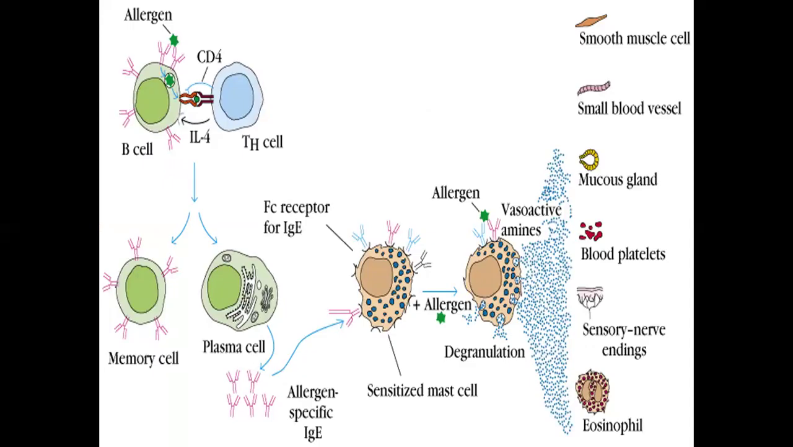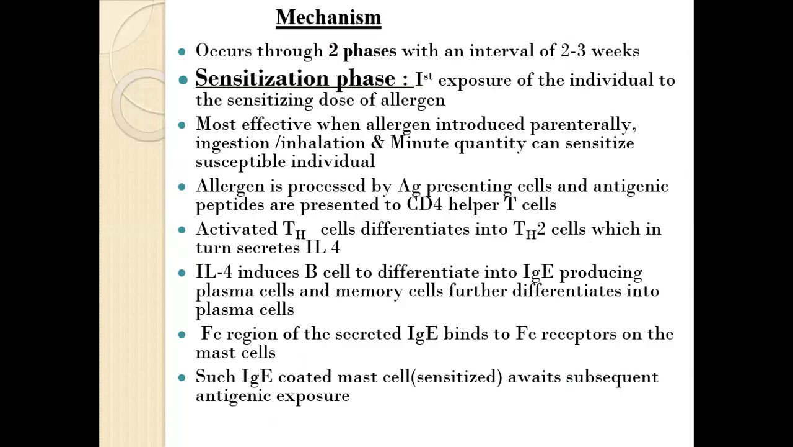The mechanism of type 1 hypersensitivity reaction occurs through two phases with an interval of 2 to 3 weeks. The first phase is the sensitization phase, that is the first exposure of an individual to a sensitizing dose of allergen. Most effective when the allergen is introduced parenterally, though ingestion or inhalation of minute quantity can sensitize a susceptible individual. Allergen is processed by antigen presenting cells, as we all know earlier, and these antigenic peptides are presented to CD4 helper T cells.